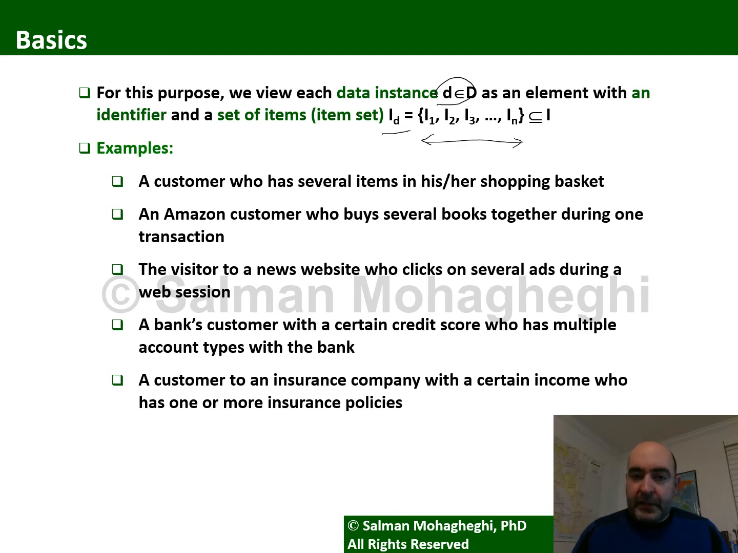Some examples. This data instance could be a customer, and then the item set would be all the different items that he or she has in the shopping basket. Or it could be an Amazon customer, and the item set would be all the books that this person has purchased in one transaction. Or it could be a visitor to a website, and the item set would be the different advertisements that this person has clicked on. Or like I mentioned in the previous slide, a customer of an insurance company or a bank, and the item set would be the different policies that this person has with the insurance company, or the different types of accounts that he or she holds with the bank. So this would be an example of an item set.